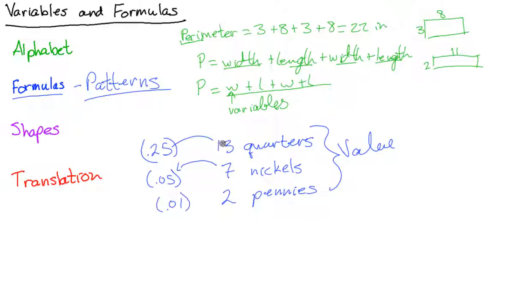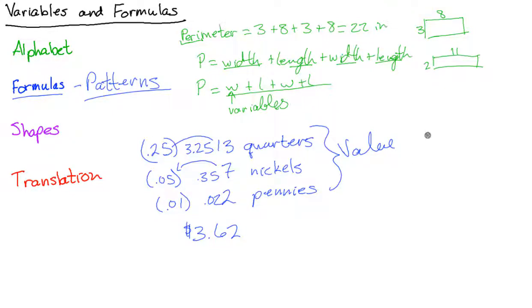We're like, okay, 13 times 0.25, what does that equal? Well, that would give us 3.25. 7 times 0.05, that's 0.35. And that's 2 cents right there. So we end up with $3.62. There we go. Now, we would do this over and over.